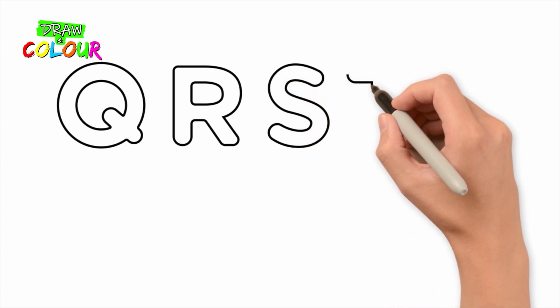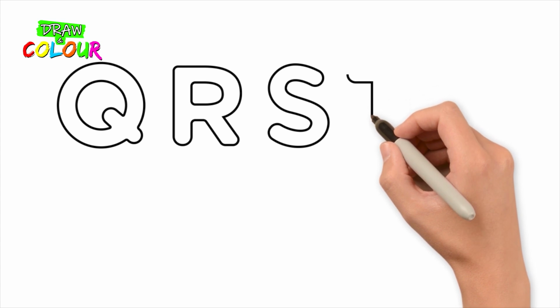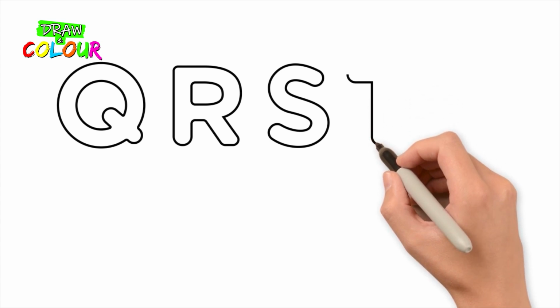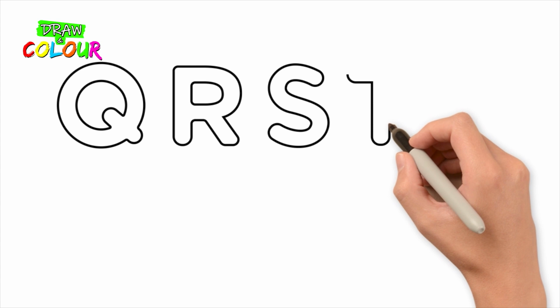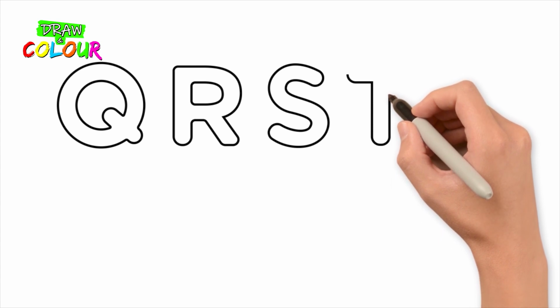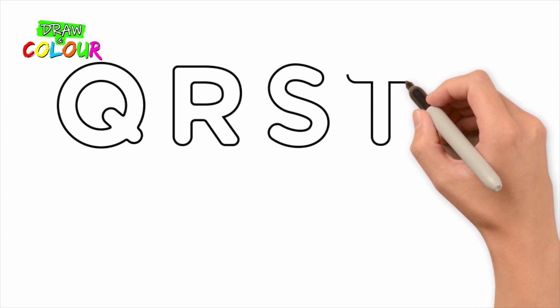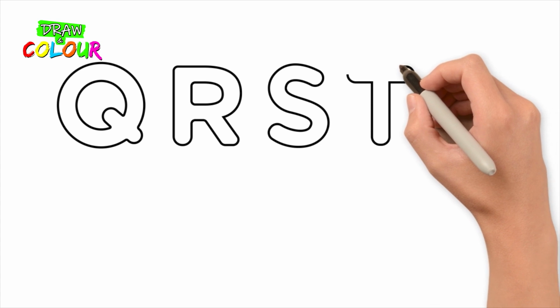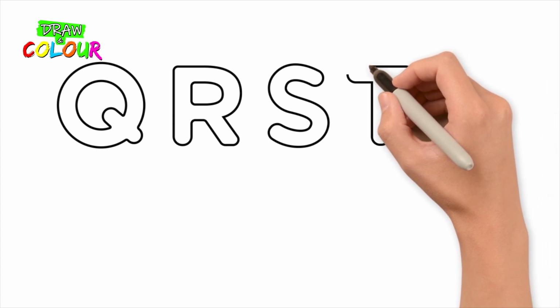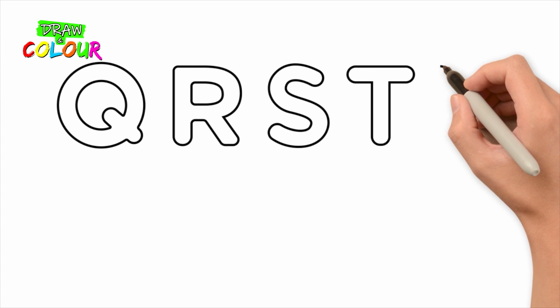Draw the letter T with a curved line, a horizontal line, a vertical line, a curved line, a vertical line, a horizontal line, a curved line, a horizontal line, and another curved line. Well done! The letter T is ready.